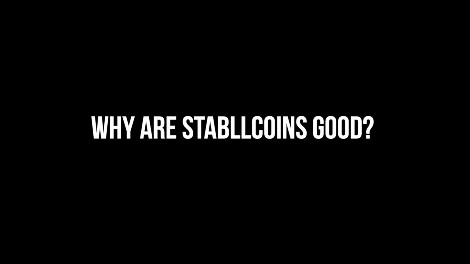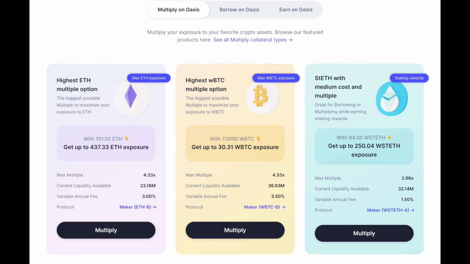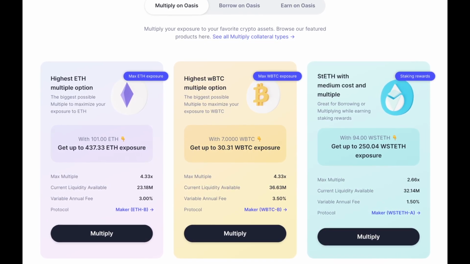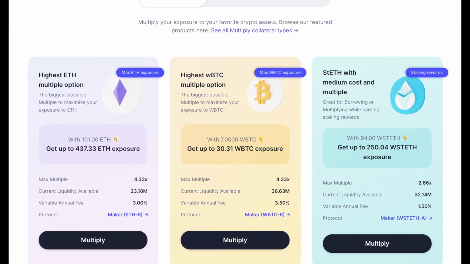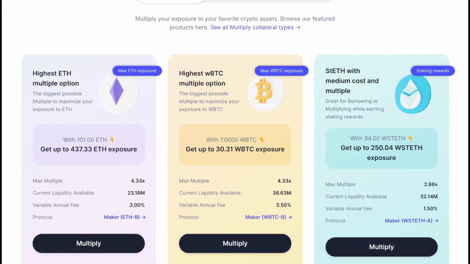Why are stablecoins good? Well, because we need those three functions of money. But why are stablecoins minted? Well, because investors want to make leveraged bets. In fact, most stablecoin platforms have this as one of the biggest reasons to mint their stablecoin, to multiply exposure or to maximize your position on some crypto asset. Now, for sophisticated investors, this isn't new information at all. This is like investing 101.